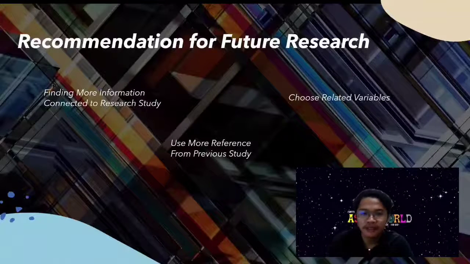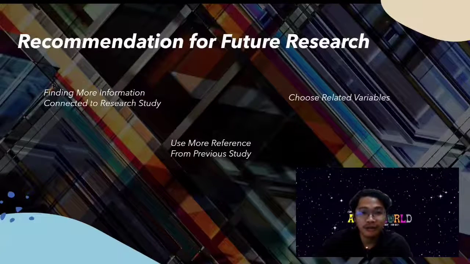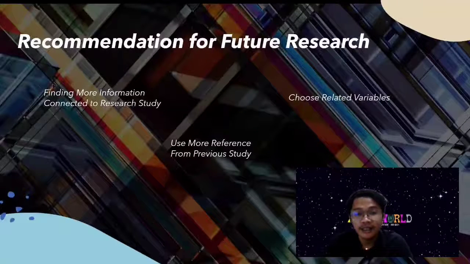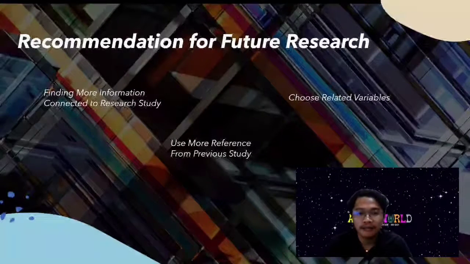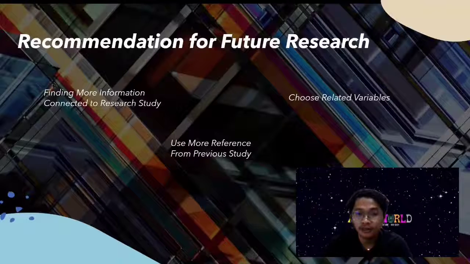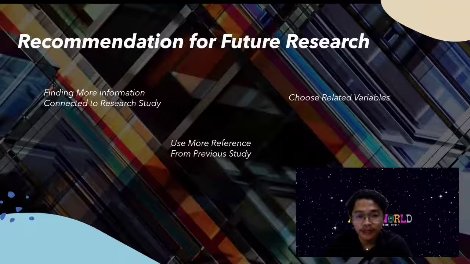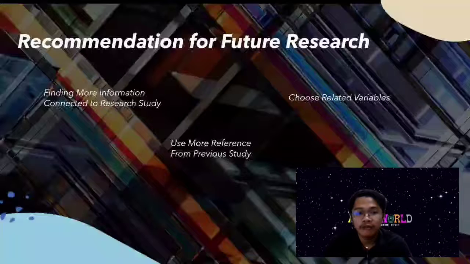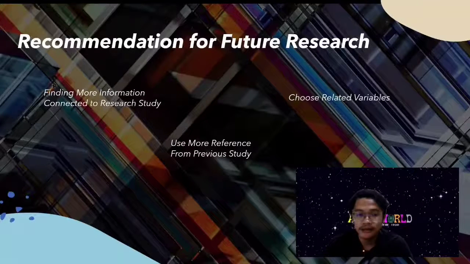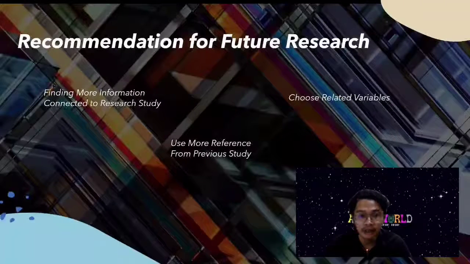The first recommendation is finding more information connected to the research study. Gaining more information can help us to make the future research more accurate and more precise with the result that has been tested. Next, using more references from previous studies helps us to understand more about the information and data that has been gathered. Since there are different results in different studies, it can guide us to find the most accurate result that will help to find the comparisons.